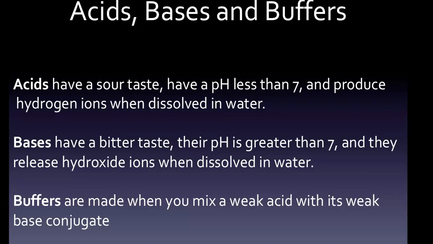Buffers are made when you mix a weak acid with its weak base conjugate. Acids donate hydrogen ions and bases accept this hydrogen ion. So the acid that donates a hydrogen ion and the base that accepts that ion are known as conjugates. The acid donates hydrogen ions, but instead of lowering the pH, these ions get neutralized by the hydroxide ions in the weak base.